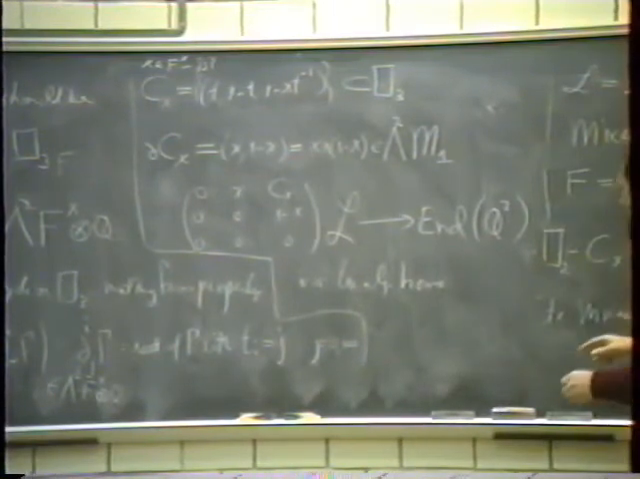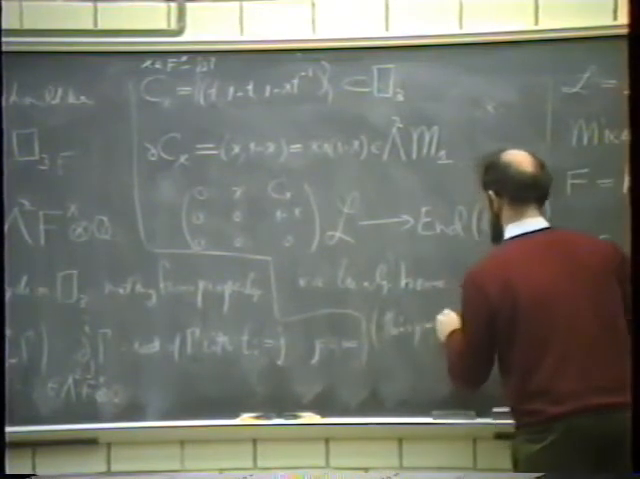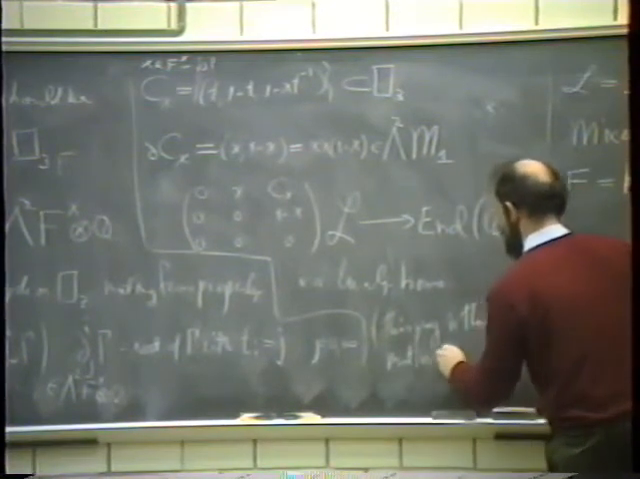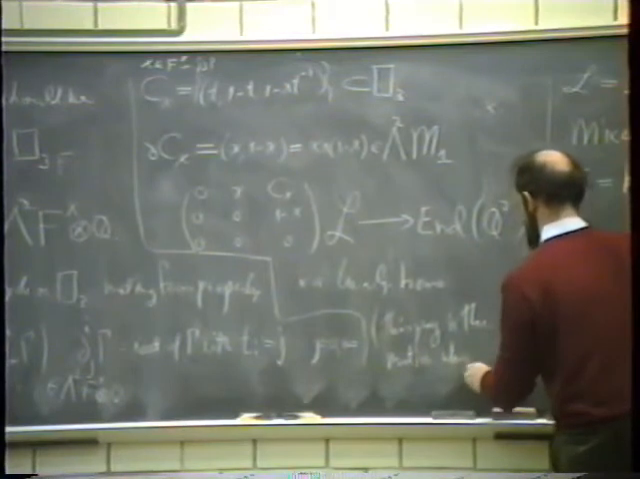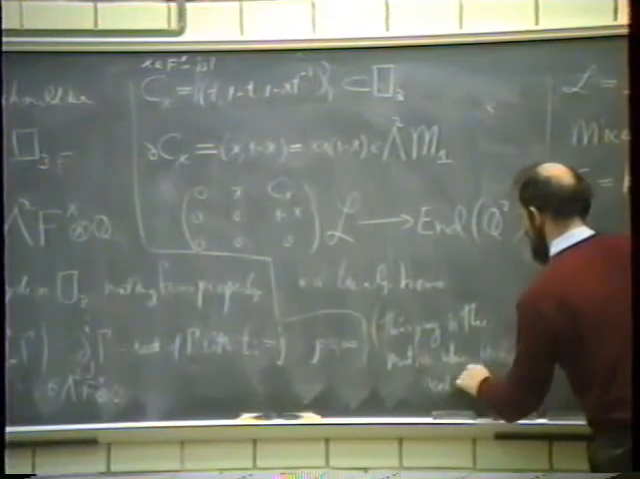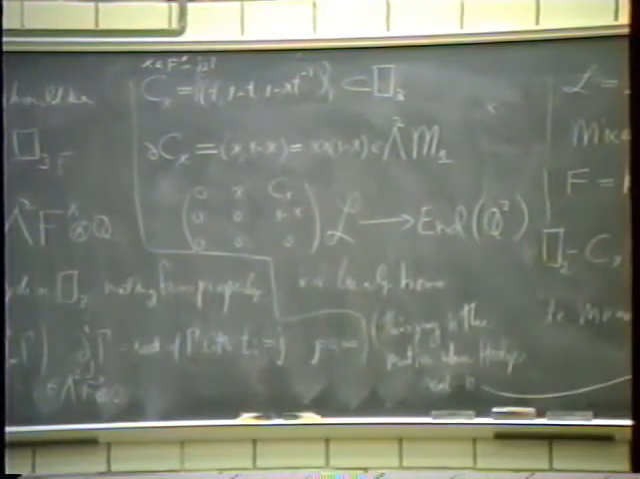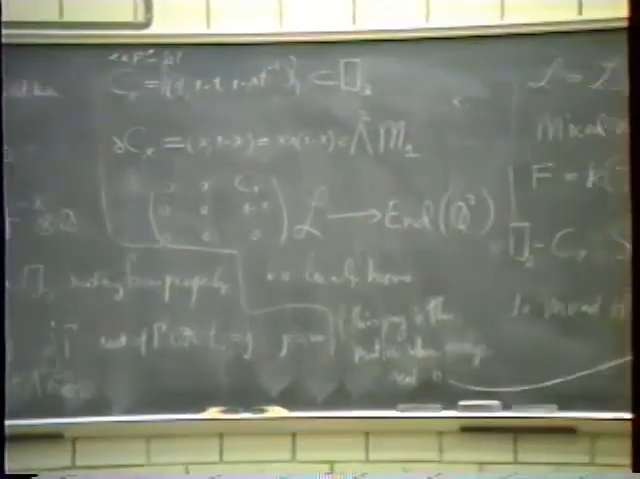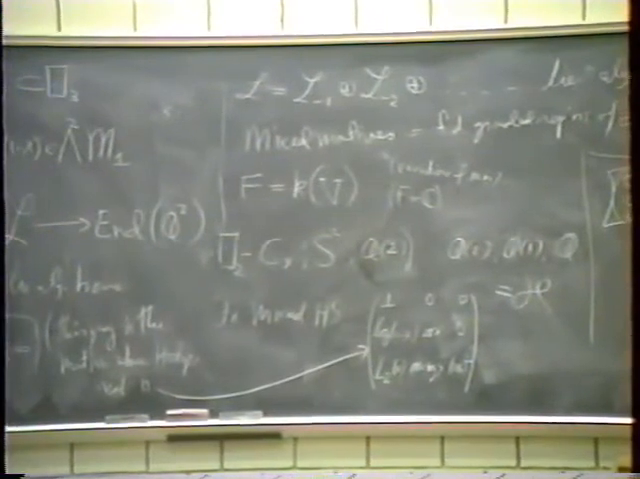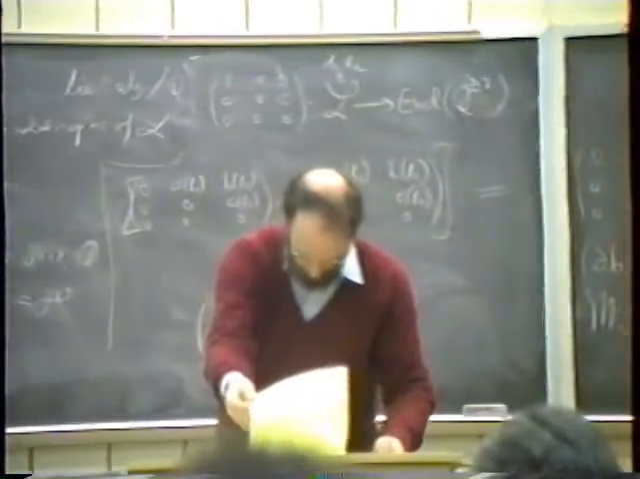And what I claim, which may or may not become clearer as time goes on, is that this guy is the motive whose Hodge realization is the one that I wrote down earlier. So now we don't see.